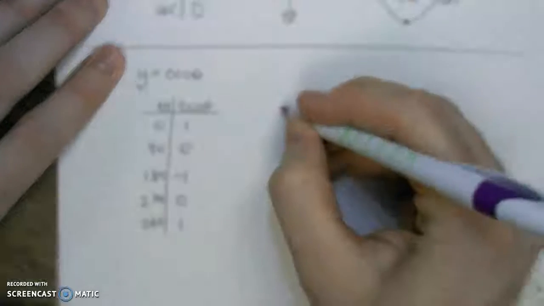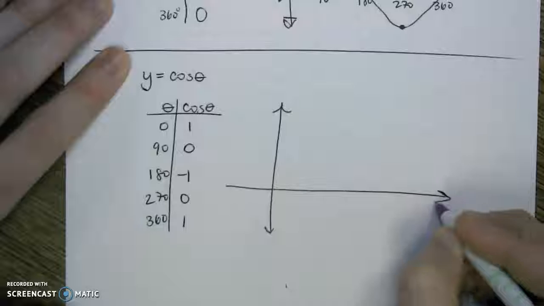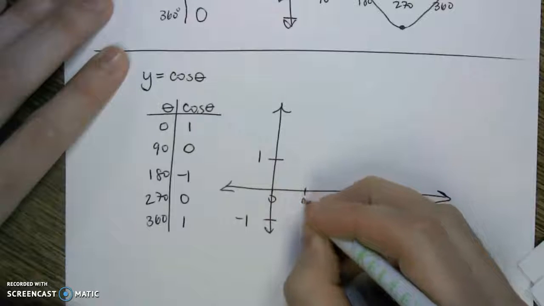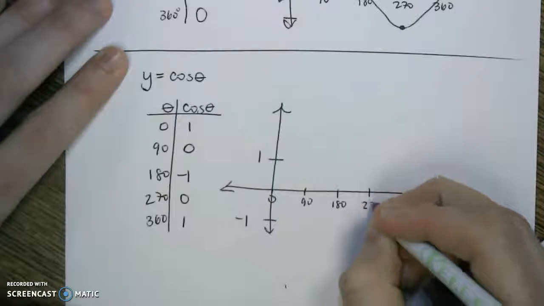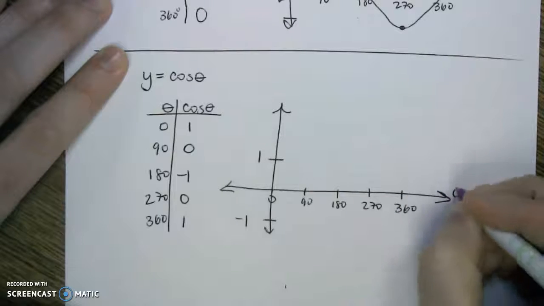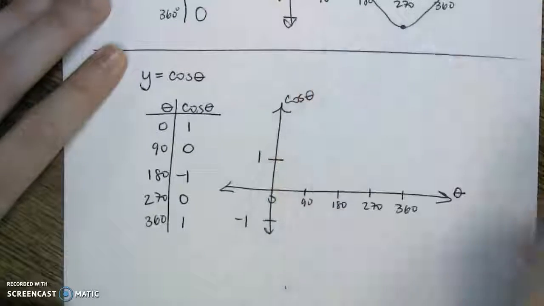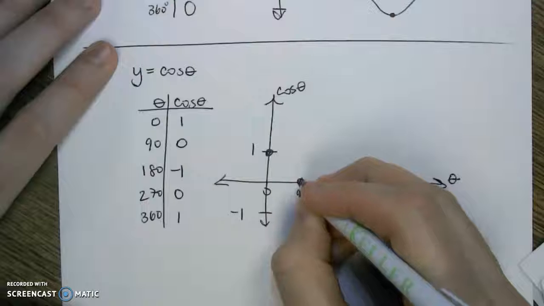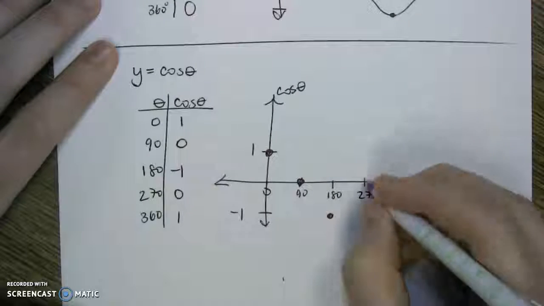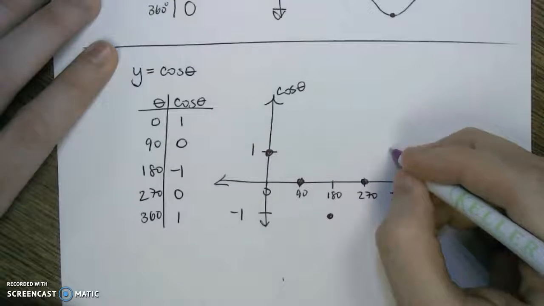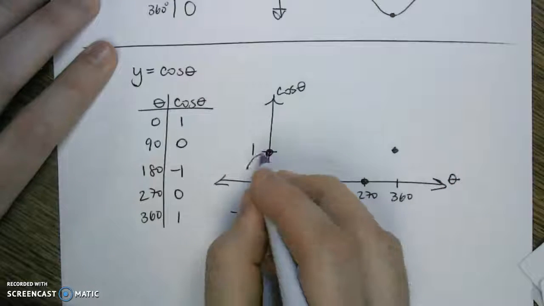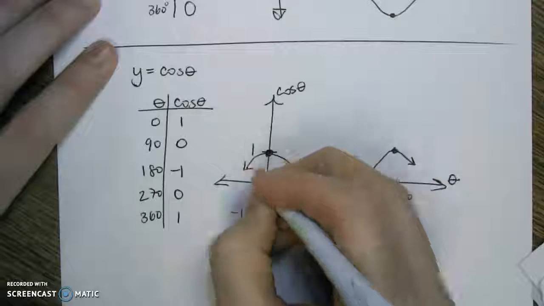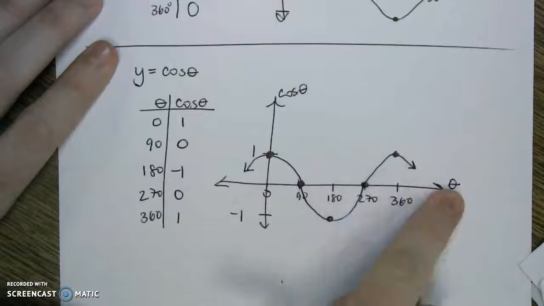We then take those y values and we plot them as ordered pairs. So we're going up 1, down 1. We've got 0, 90, 180, 270, 360. This is the theta axis. This is cosine theta. And you plot your points. 0 is at 1. 90 is at 0. 180 is at negative 1. 270 is at 0. 360 is at 1. Connect these with curves. Put arrows on the end because this does go more in the negative direction and more in the positive direction.